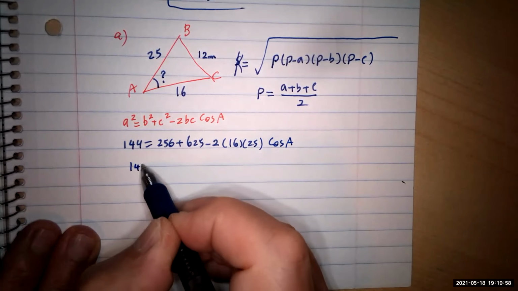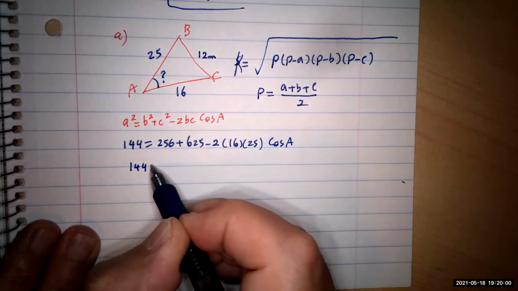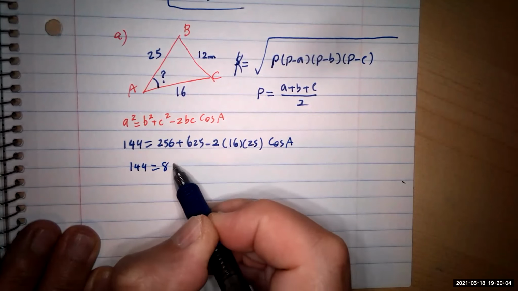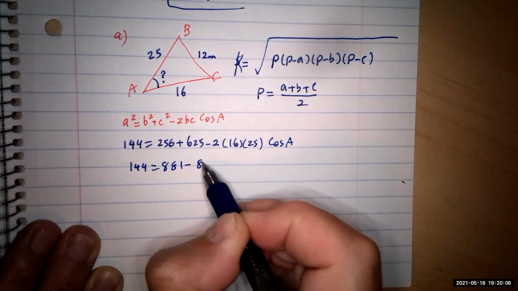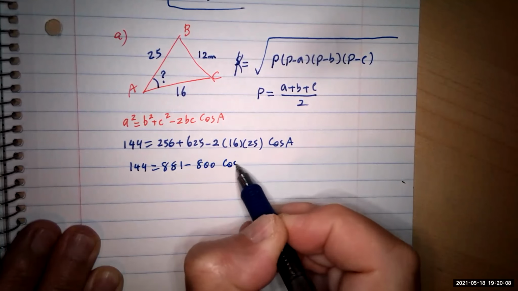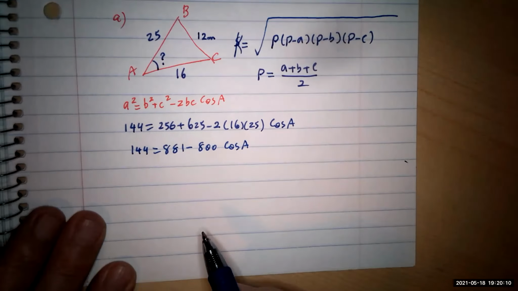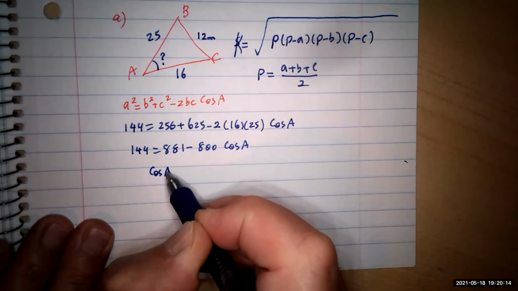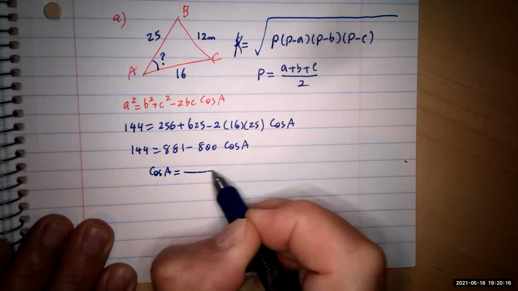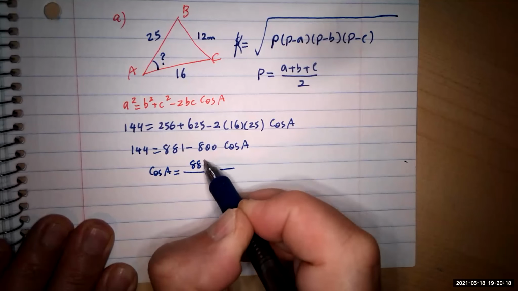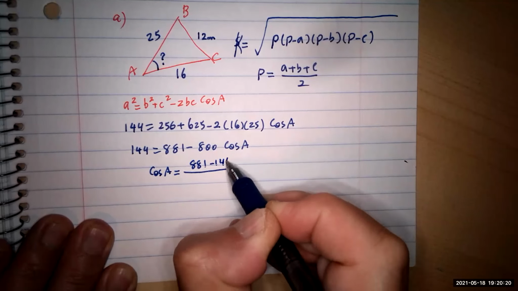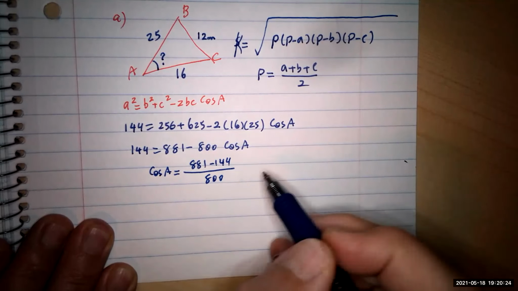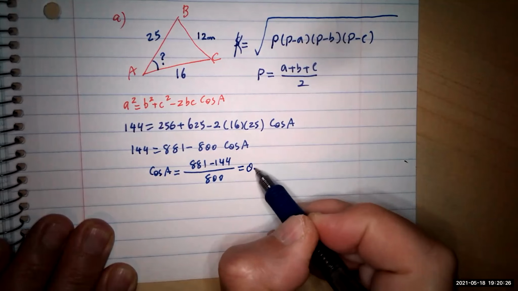So it's going to be 144. You add these two together, that gives you 81, and minus 800 cosine of A. So we can easily find the cosine of A. The cosine of A is going to be 1 minus 144 over 800. And if you use your calculator, that gives 0.92.